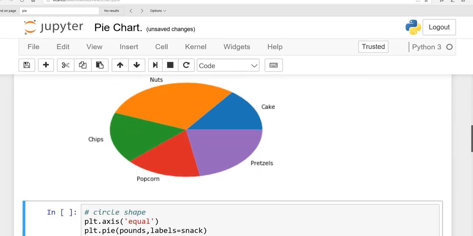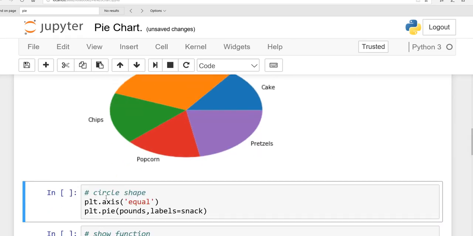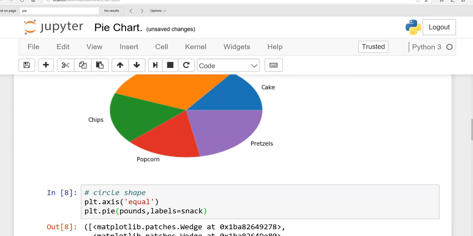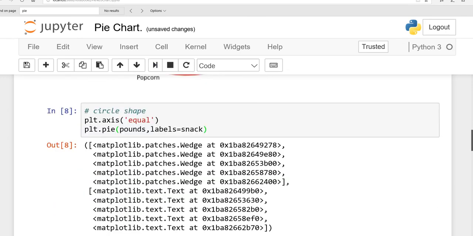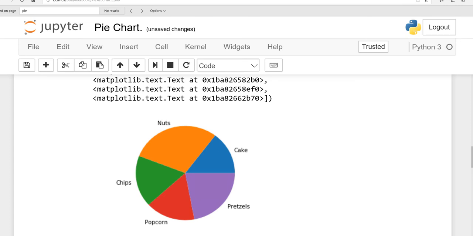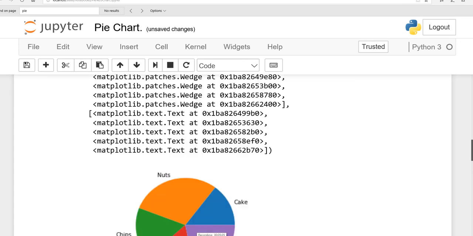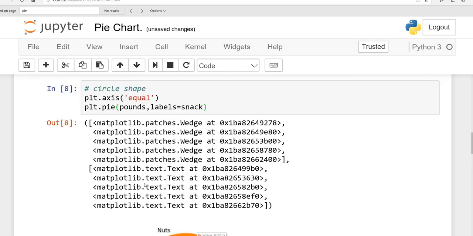So what we have to do, it is very simple. We have to use the plt.axis function for circle shape, plt.axis, and in parentheses you have to write down equal, and then when we run it, you can have a very nice circle-shaped pie chart, right? So see, when I run, we can have these lines.